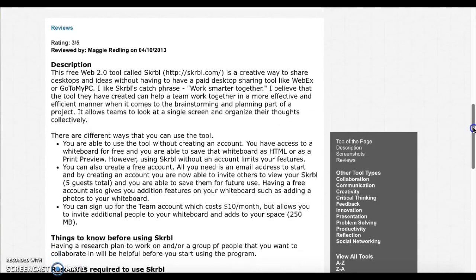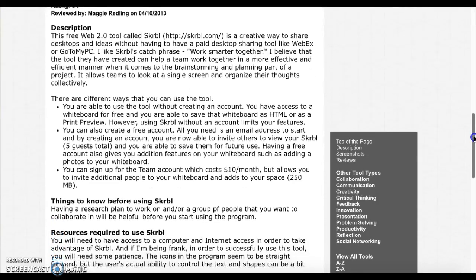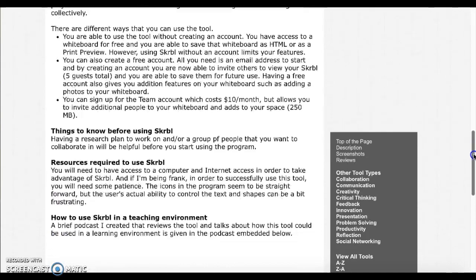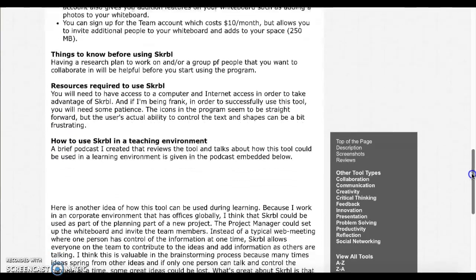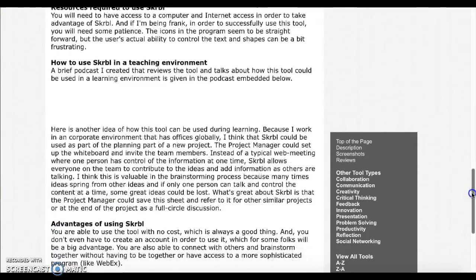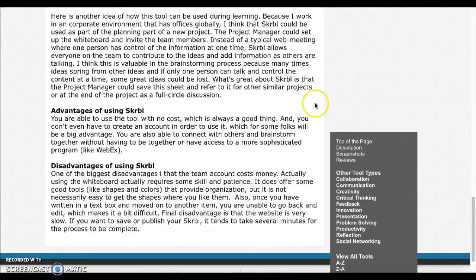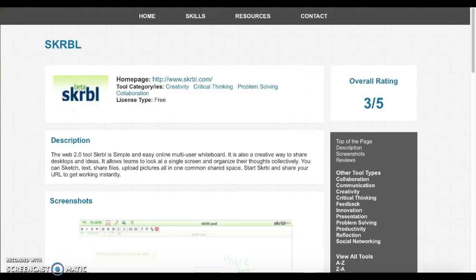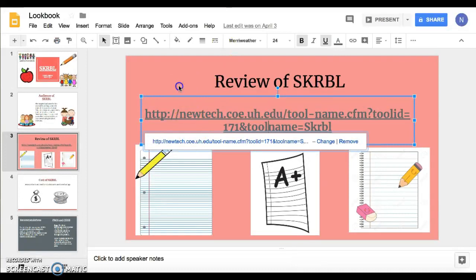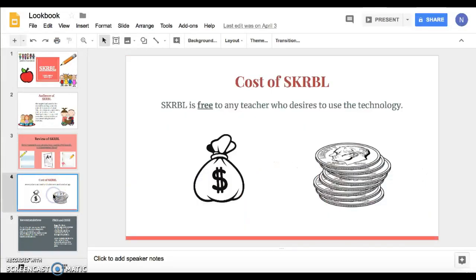And I think that when I read this website, it gave me more of an idea about how to use the tool. At first, when I was just reading about it, I didn't exactly know what it was. So, like I said, I liked that website. So, going on to the cost.